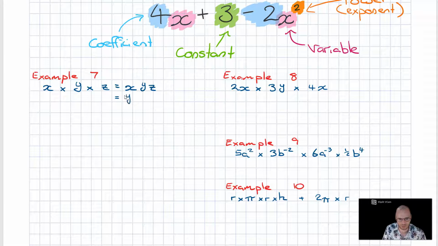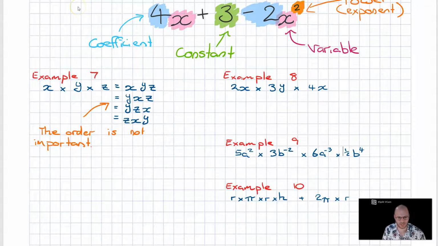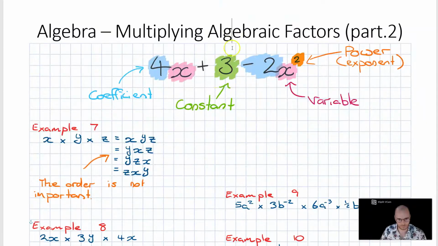Or we can go yxz, or yzx, or zxy. The order is not important because we're always going to get to the same value when we multiply them together. So the order is not important. Typically, by convention, a lot of people like to rearrange their variables in terms of where they come in the alphabet. Hence the reason this first one is typically probably the most common way you'd see this arranged, but the three other examples are totally fine as well.